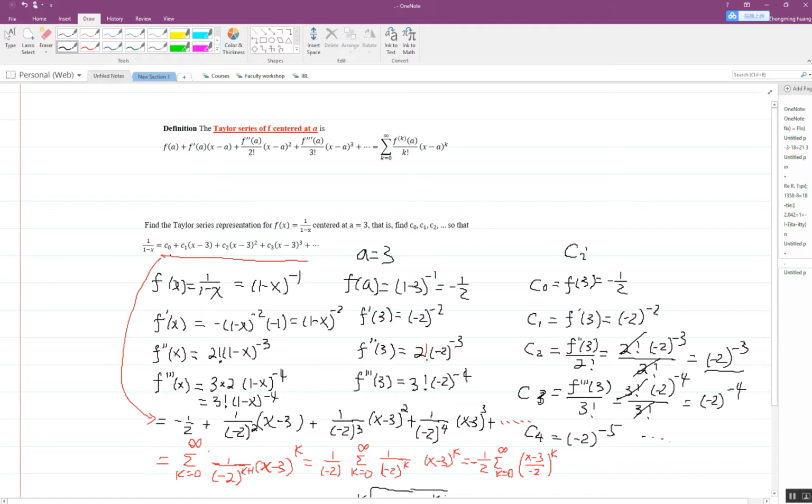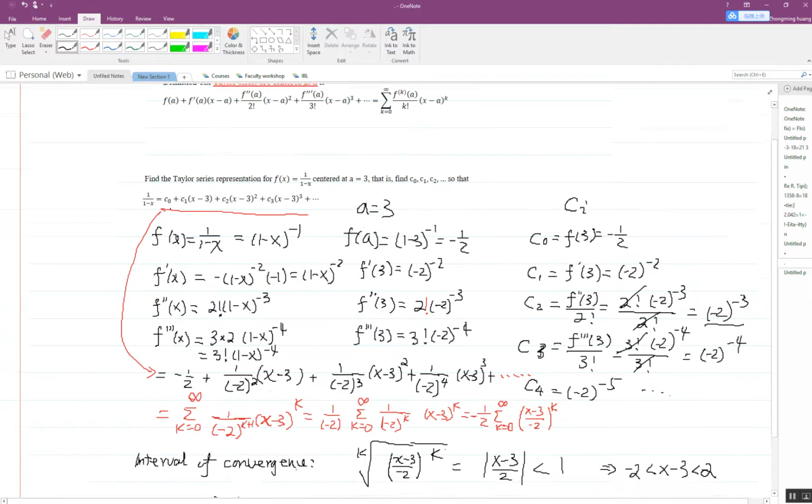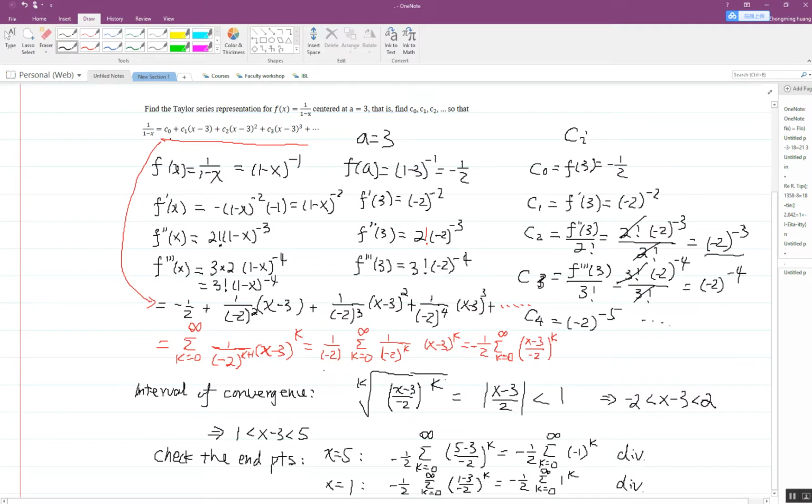And you can quickly observe, if you look at this pattern, that the power for negative 2 is always 1 more than the power for x minus 3. So if I call the power for x minus 3 as k, then this would be k plus 1. I start k with 0. So this is what I have. Now you see this is k and this is k plus 1.